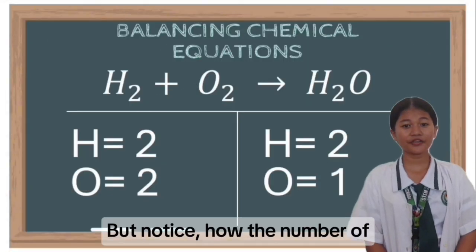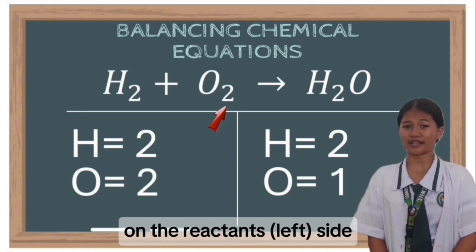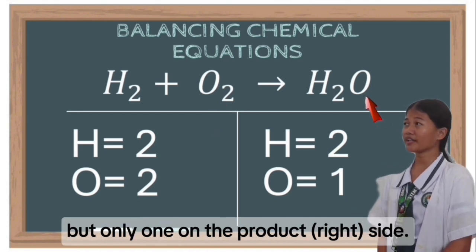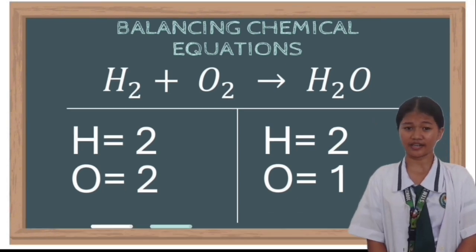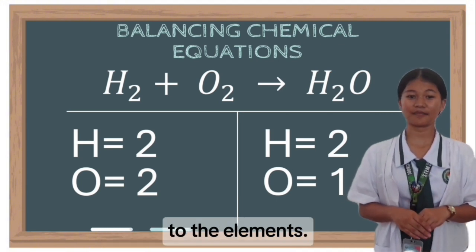But notice how the number of oxygen atoms isn't balanced. There are 2 oxygen atoms on the left or reactant side, but only 1 oxygen atom on the right or product side. To balance this equation, we have to add coefficients to the elements.